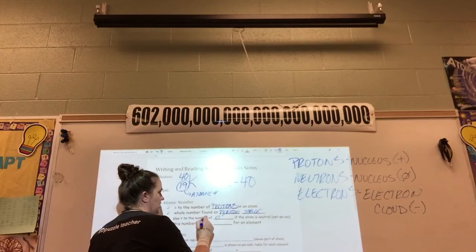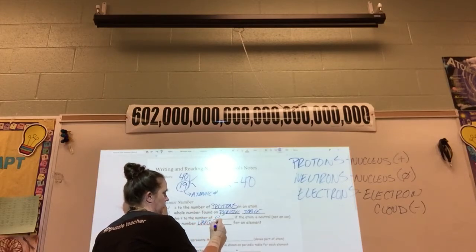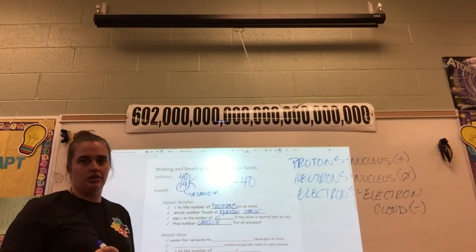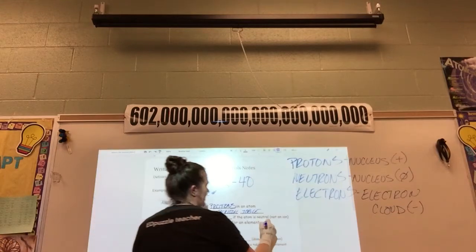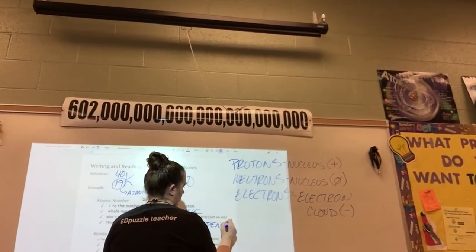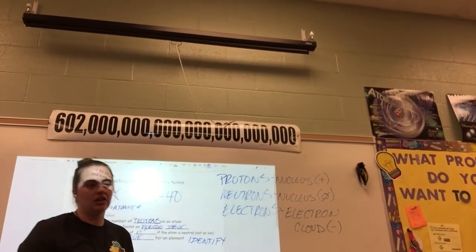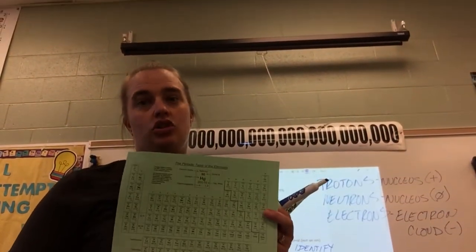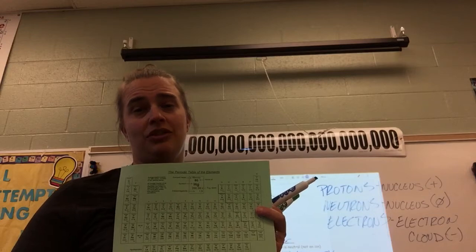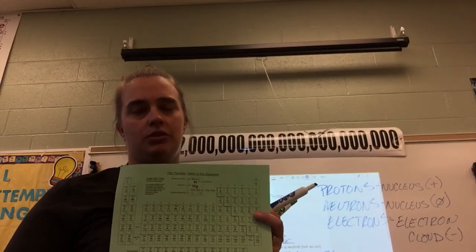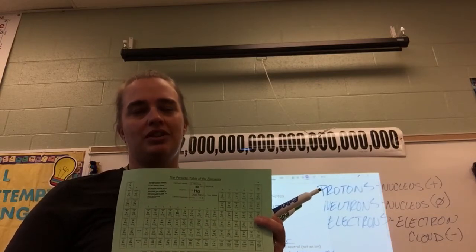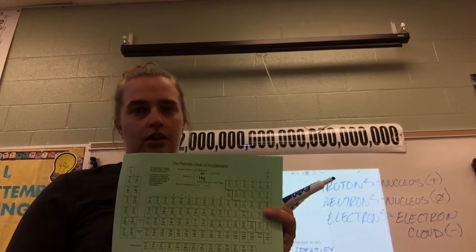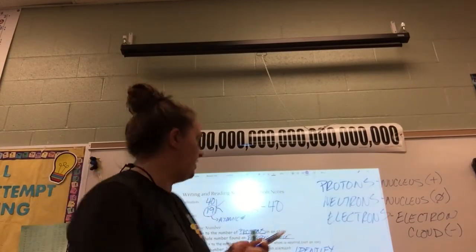This number is also unique for an element. It helps us identify it. Because if you look on your periodic table, there is not one element or 2 elements on the periodic table that have the same atomic number. The atomic number helps us identify the element. Okay?